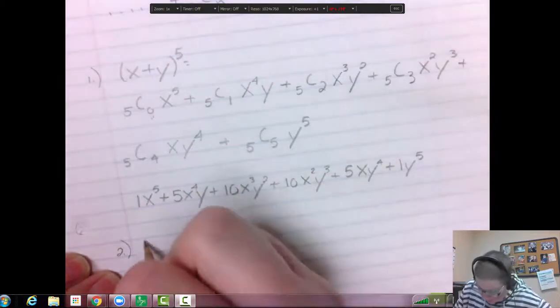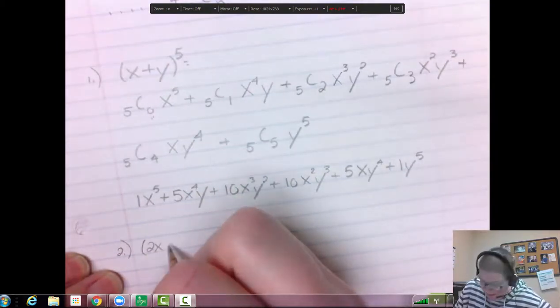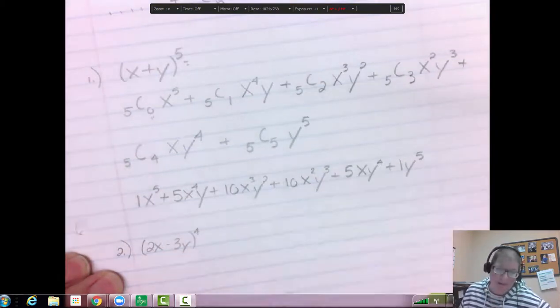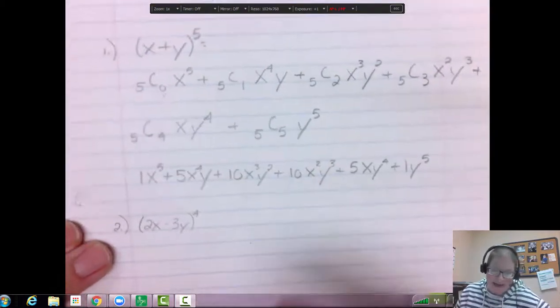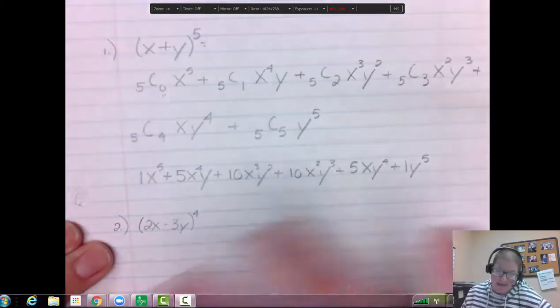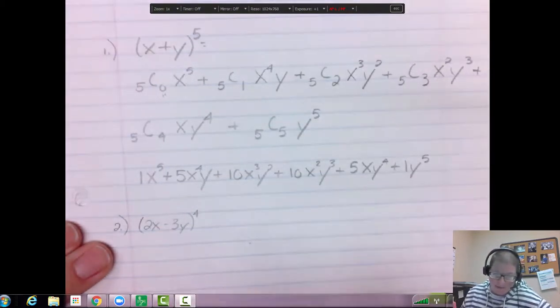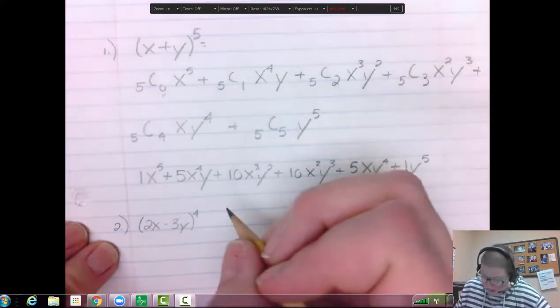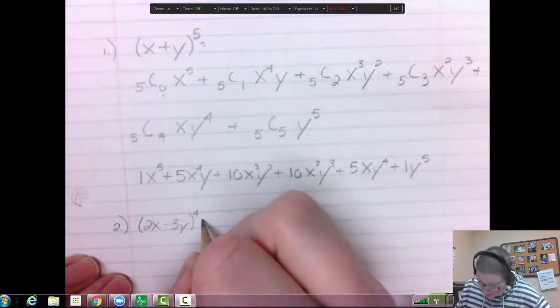So let's try a little bit harder one. What if I have 2x minus 3y, and then I'm going to show you how to use this in a word problem with probability. Let's just do to the fourth because it's a lot to go out and write with our different things. So let's look at this. Okay, so we know our pattern. Let's follow our pattern on this one.